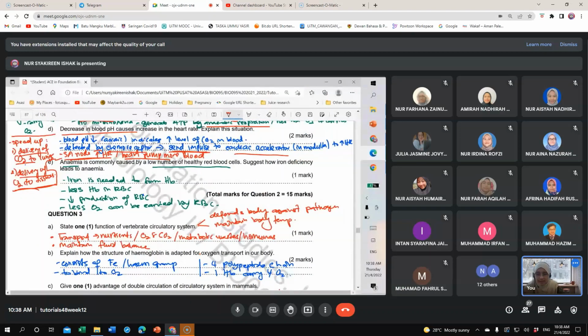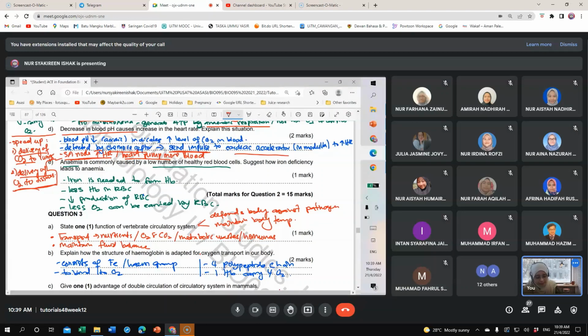Okay, next question E. Anemia is commonly caused by low number of healthy red blood cells. Suggest how iron deficiency leads to anemia. Okay, iron, you know that inside your red blood cell, it contains hemoglobin. Hemoglobin consists of 4 polypeptide chains, and in these 4 subunits of hemoglobin, setiap satunya akan ada hem group. Dalam hem group tu akan ada iron. The function of the iron is to bind to oxygen molecule.